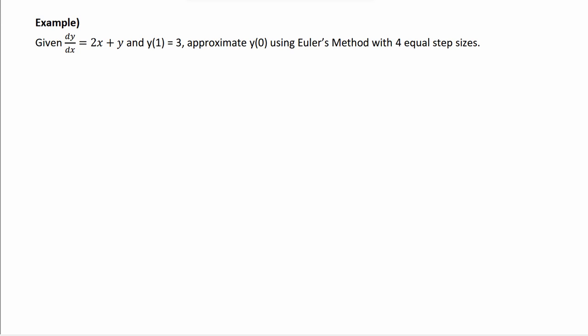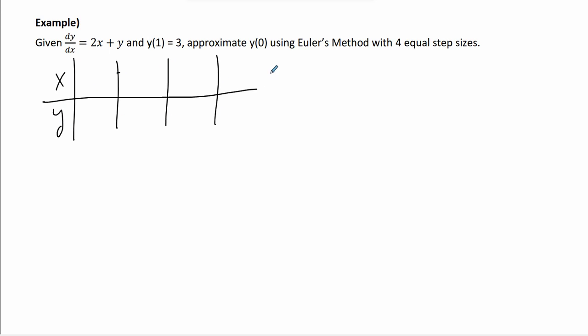All right, and let's go on to the next one here. So, I know y of 1 is equal to 3, and I want to approximate y of 0 using 4 equal step sizes. So again, I'm going to make my table, and I don't care if it's a horizontal table or a vertical table, it doesn't really matter.